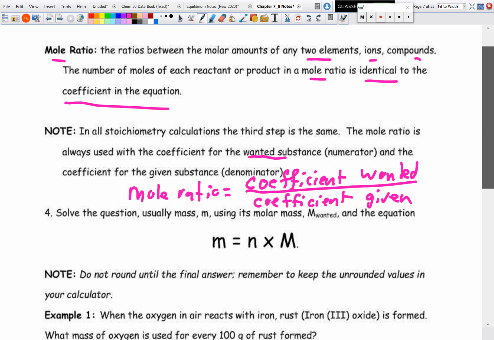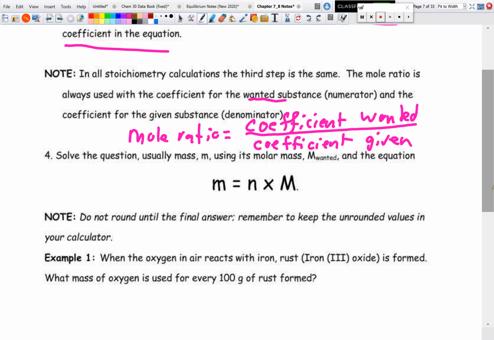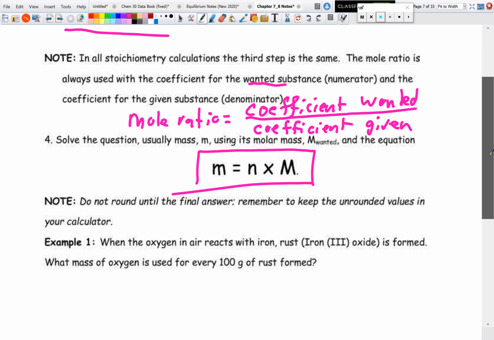Then of course, after we've done step 3, when we finally have the number of moles of our wanted substance, step 4 is we're going to solve the question, usually solve for mass, using the molar mass and this equation right here. So mass is number of moles times molar mass. Of course, for all of these calculations, do not round until your final answer. Try to keep as many decimal points as possible. I'm going to go over examples 1 and 2 with you, and hopefully you'll be able to get example 3 on your own once we get going.